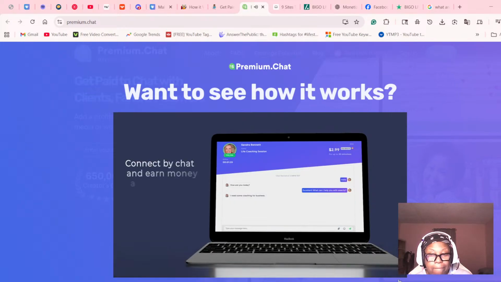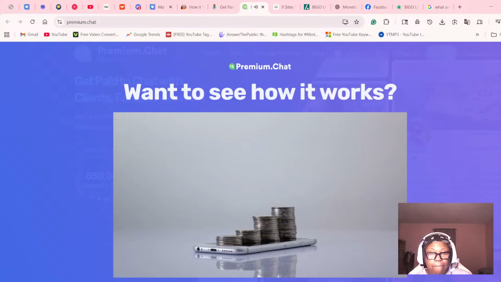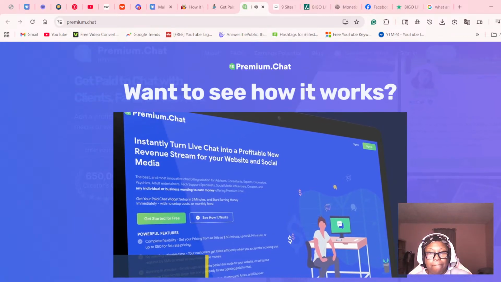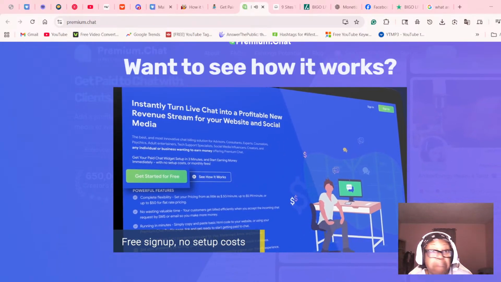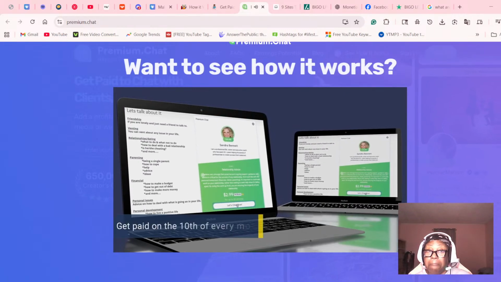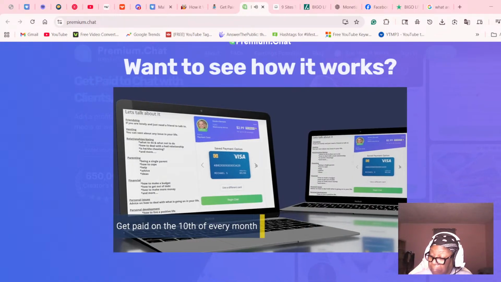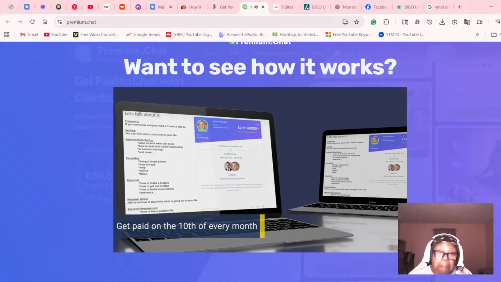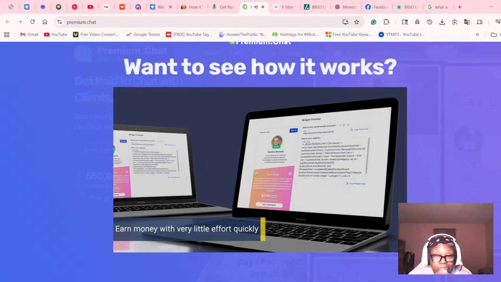What's better than connecting by chat while earning money at the same time? Any individual or company with a following or website can start making money right away. There are absolutely no upfront setup costs or ongoing monthly fees or obligations. You won't even need your credit card to sign up because it's free to join. We provide detailed reporting and pay you on the 10th of every month by direct deposit or PayPal. We charge a percentage of the revenue billed and provide the credit card billing while you continuously earn income from your live chat sessions. With Premium.chat, you can start earning money by the minute with very little effort quickly.